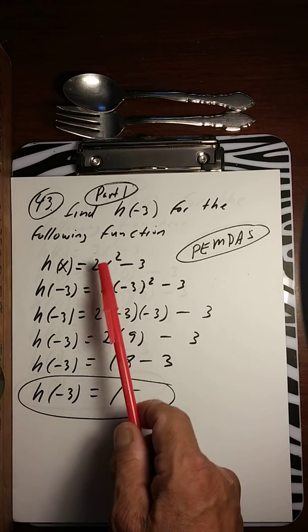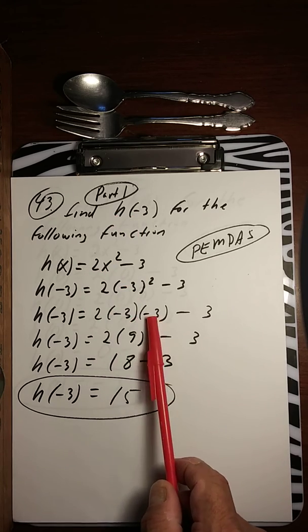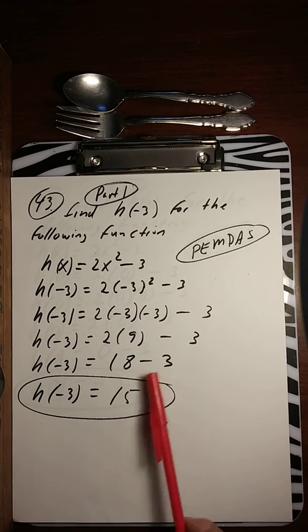h of negative 3 means negative 3 squared. Negative 3 squared is 9. 2 times 9 is 18, minus 3 is 15.